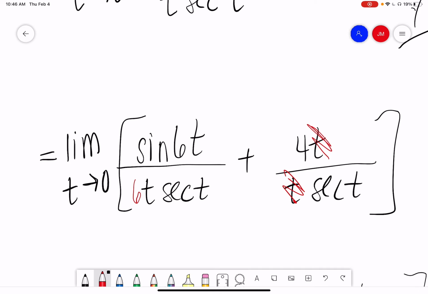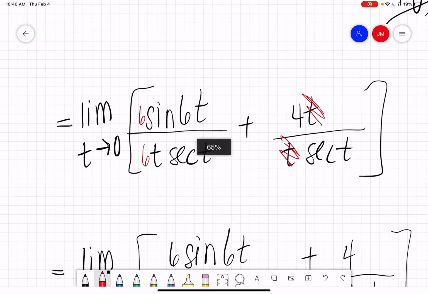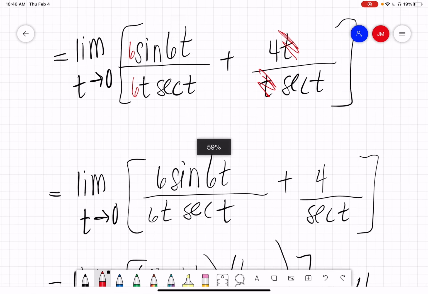If I put a 6t right there, my theta, it would be the sine of theta over theta. Well, I can't just simply add that 6t there in the denominator and not multiply in the numerator as well.